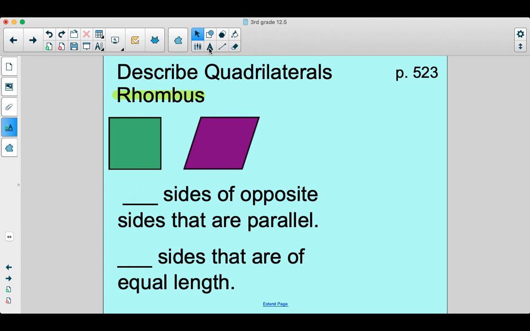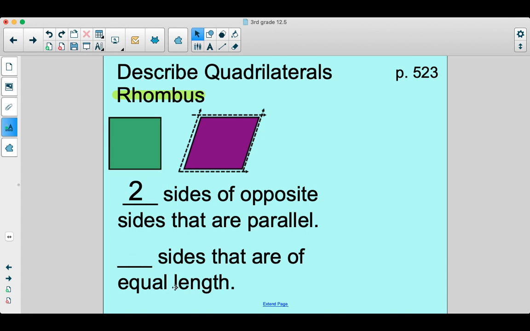Let's look at this purple rhombus right here. So we have this side parallel to this side, and this side parallel to this side. All right, they're never going to intersect, so that means they're parallel. So let's see the answer. 2 sides of opposite sides that are parallel. All right, let's check out this last one. Blank sides that are of equal length.